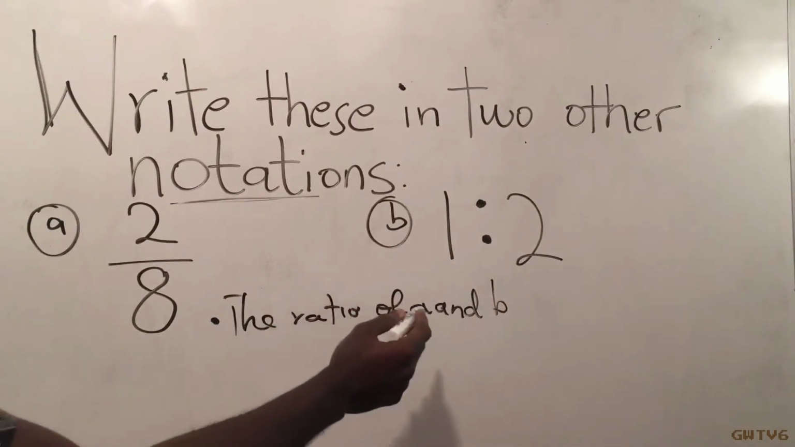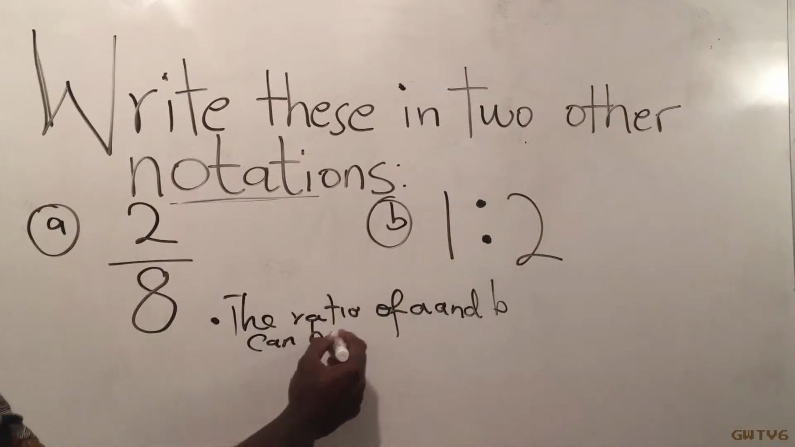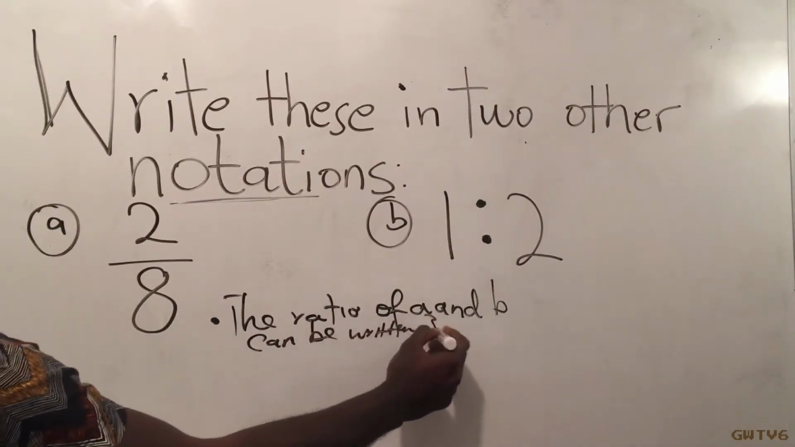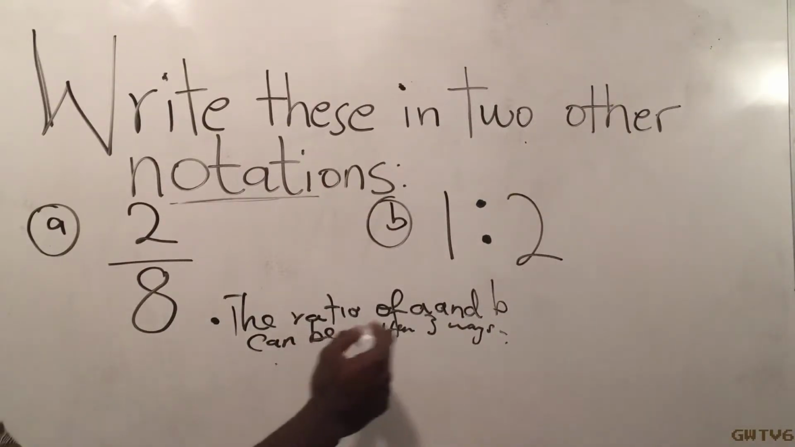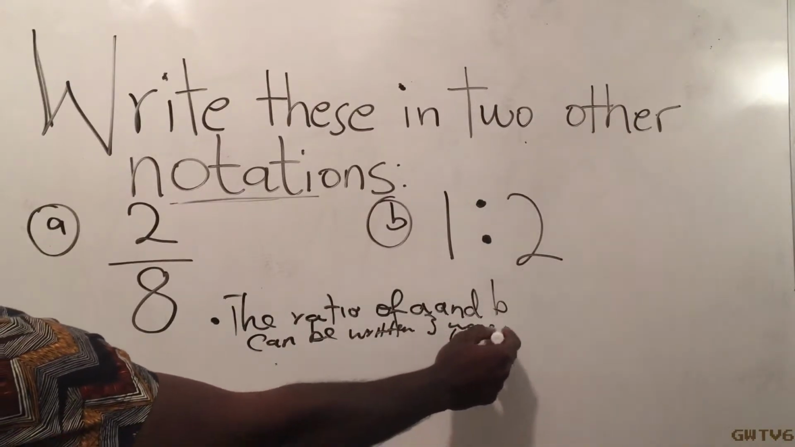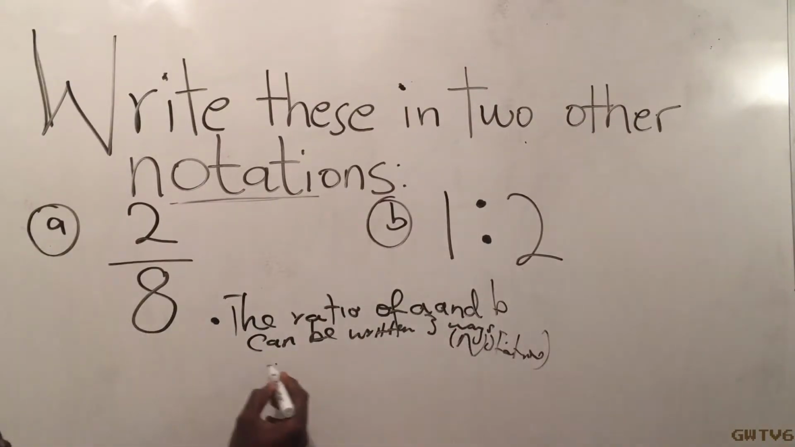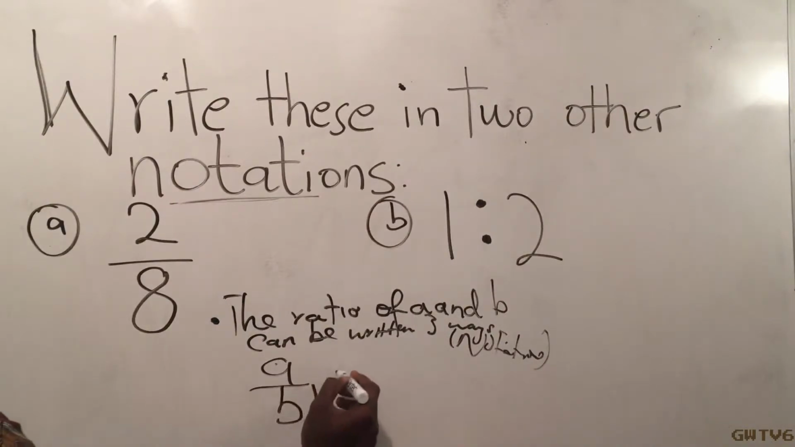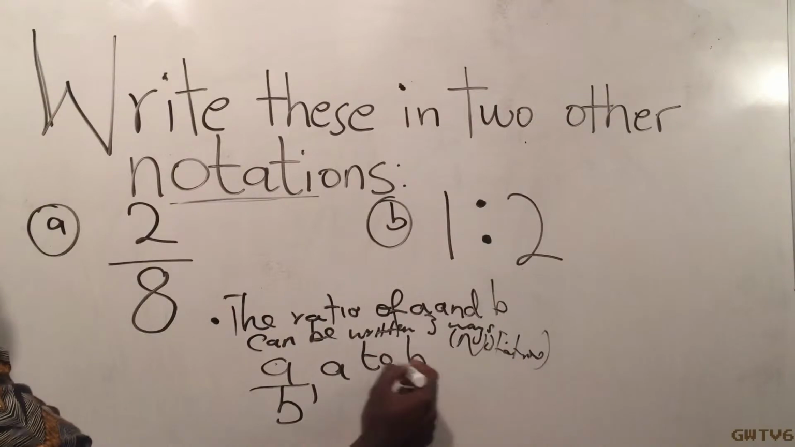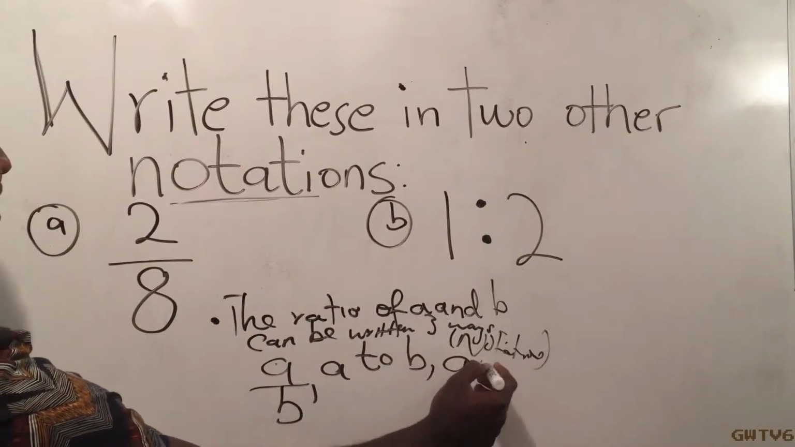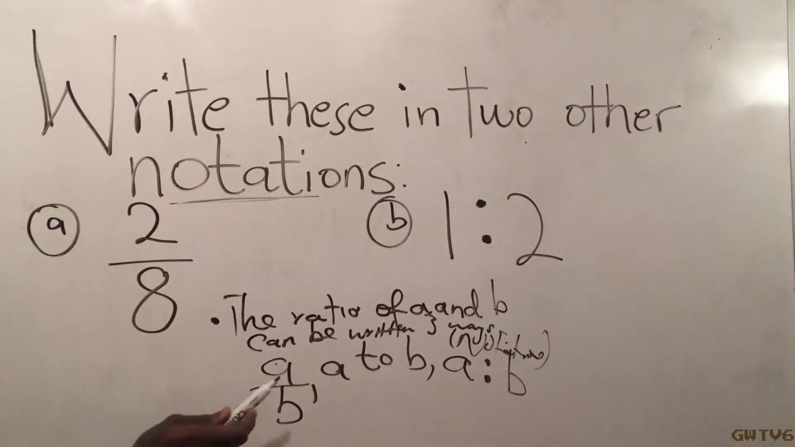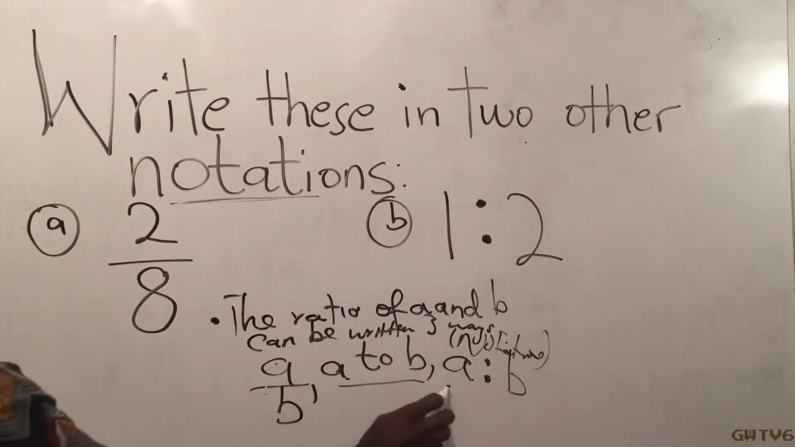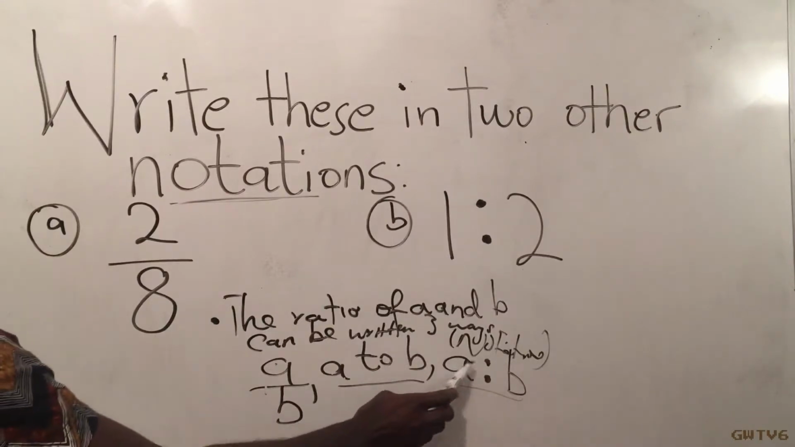So the ratio of A and B can be written in three different ways. It could be three different notations. So these are the notations: A over B, A to B, or A ratio B. So sometimes you'll be given one notation and they'll ask you for the two other notations. So these are the other two, A to B and then A ratio B.